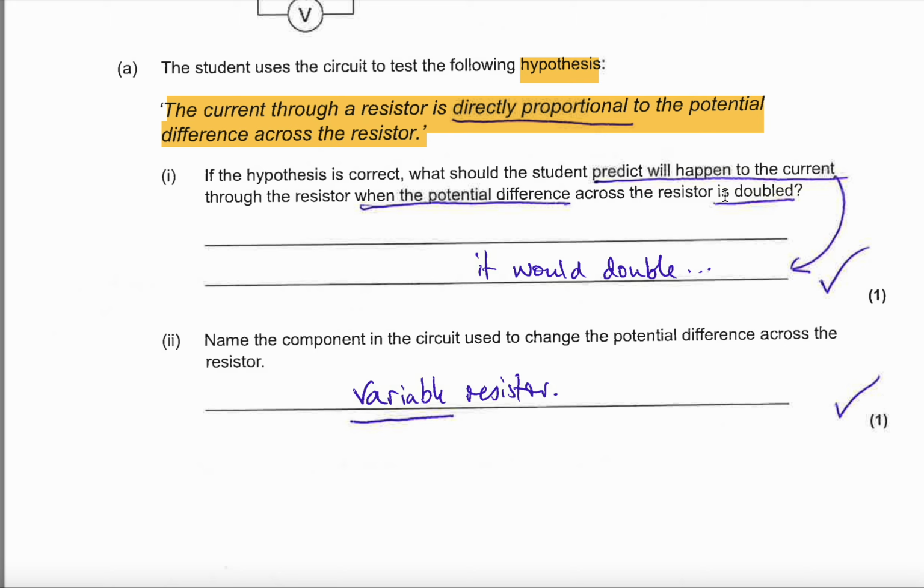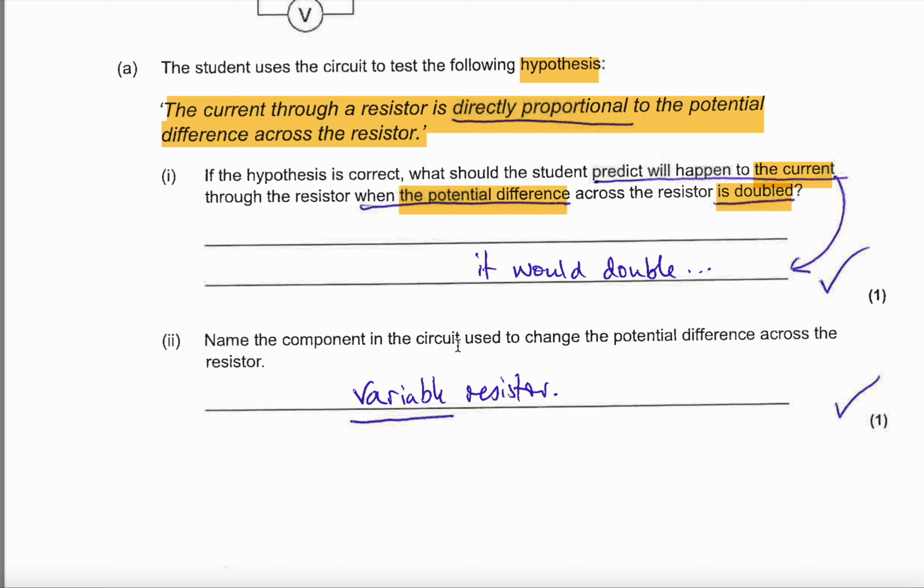If you double the independent variable, which in this case is the potential difference, then the dependent variable, which is the current, also doubles. It would double. That's how you do it. So they're testing to see if you know what directly proportional means.